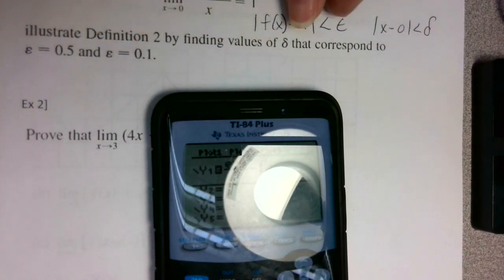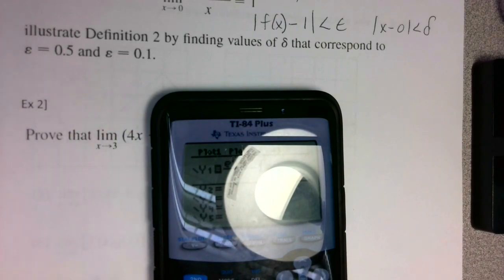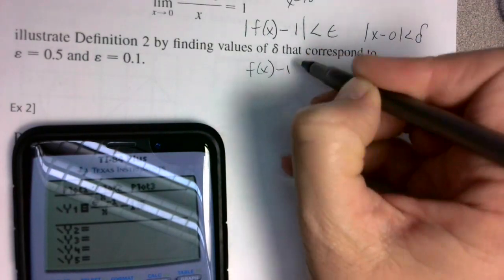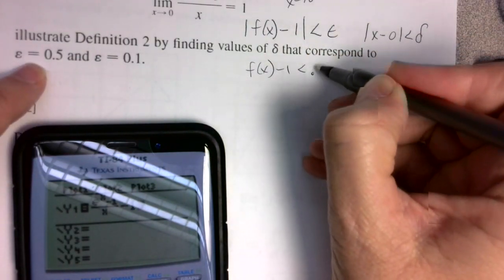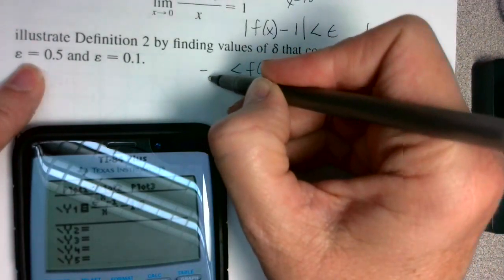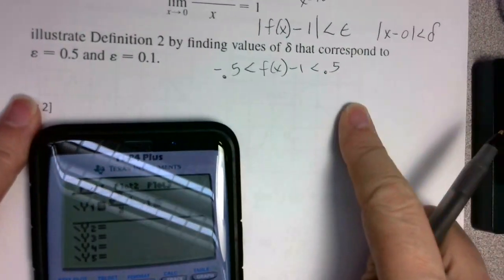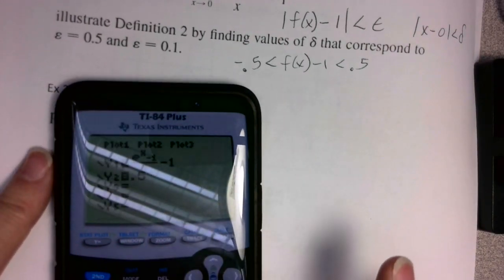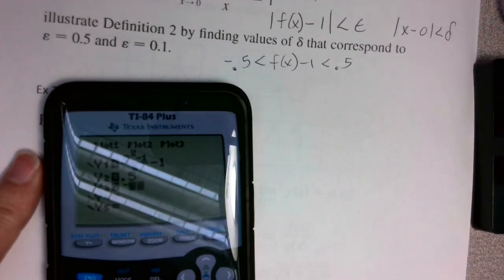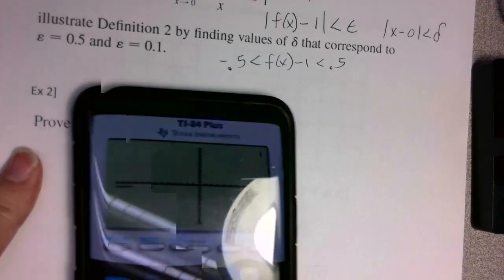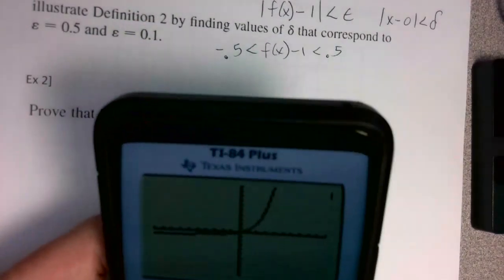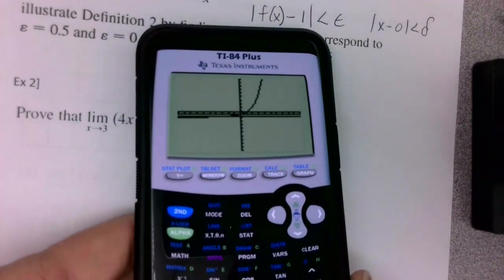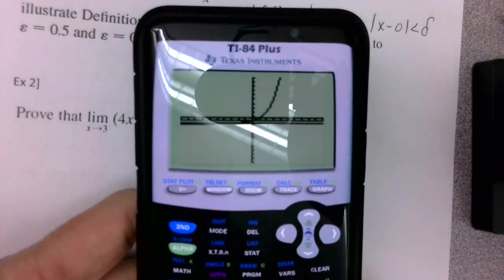And we want the absolute value to be less than epsilon. In other words, we're going to say this is less than 0.5 and greater than negative 0.5, correct? That's the little idea. So I'm just going to go here and put positive 0.5 here and negative 0.5 there. And I just want to see where the things cross. Oh no. Maybe I need to take that one off. All right. So I want to see where the things cross.